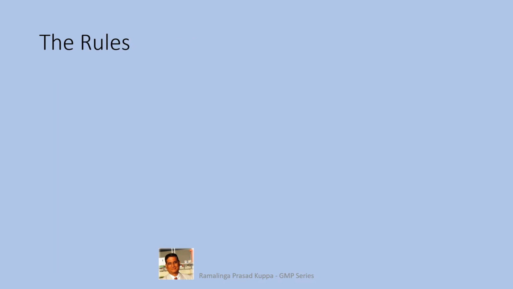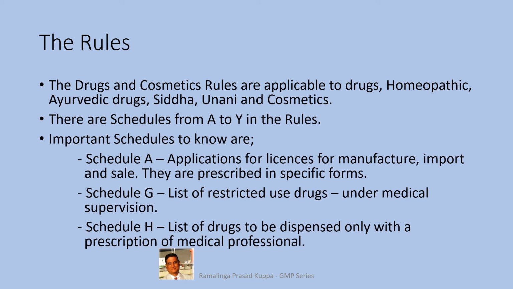Let us know more about the rules. The drugs and cosmetics rules are applicable to drugs, homeopathic, Ayurvedic drugs, Siddha, Unani and cosmetics. There are schedules from A to Y in the rules. Important schedules to know are Schedule A, which is applications for licenses for manufacture, import and sale. They are prescribed in specific forms. Schedule G is list of restricted use drugs under medical supervision. Schedule H is the list of drugs to be dispensed only with a prescription of medical professional.